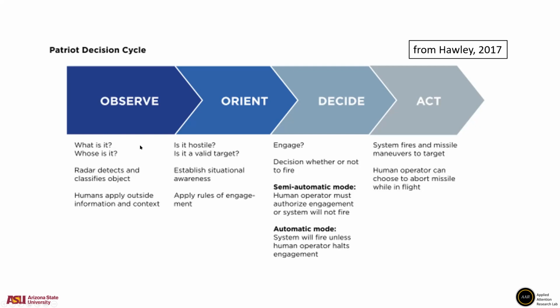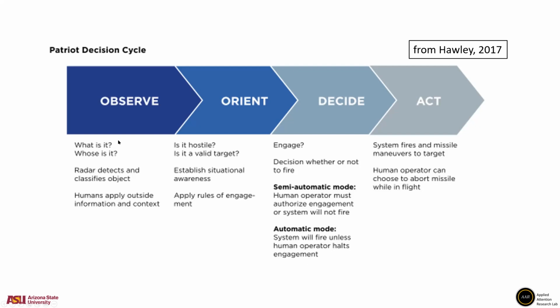What is it? Is it hostile? Should we engage? And if we should engage, under what mode are we engaging? And it turns out that for the Patriot missile battery, these semi-autonomous and automated modes involve very different kinds of human processes and engagement actions. So in the semi-automated mode, the human operator actually has to authorize engagement or the system will never fire on its own. This is in stark contrast to the automatic mode, in which the system will fire within a certain time period unless the human operator halts that engagement.